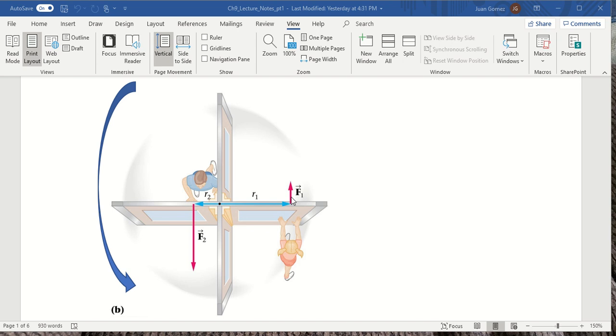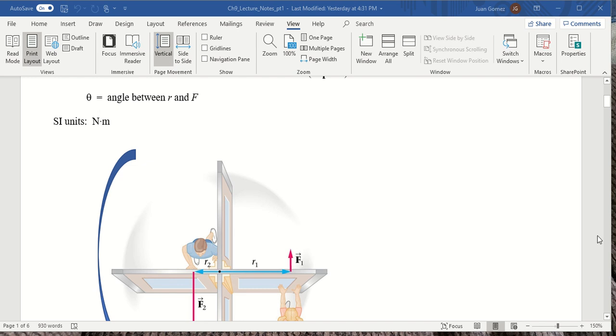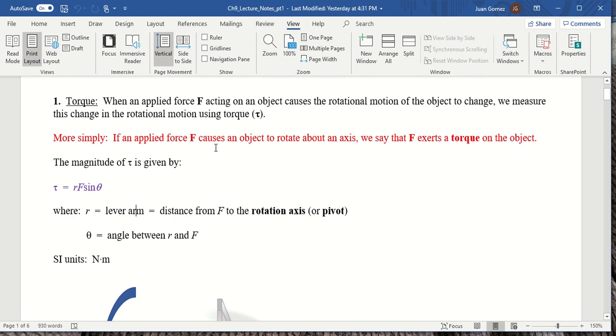Now notice this is the direction of F1, okay? And R1 is the distance from F1 to the pivot, to the rotation axis. Notice in this case, R1 and F1 are perpendicular. But R1 is the lever arm for F1. Let's look at F2. This is F2, that's the direction of F2. Here is R2, direction of R2. Notice F2 and R2 are perpendicular. So in both cases, theta is 90 degrees. And you all know the sine of 90 degrees is 1.